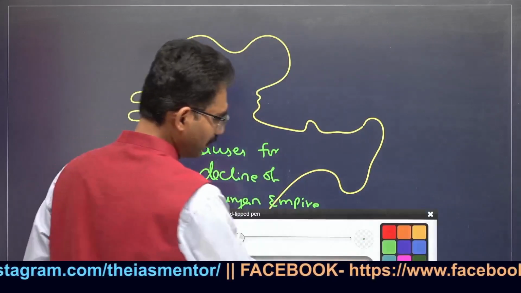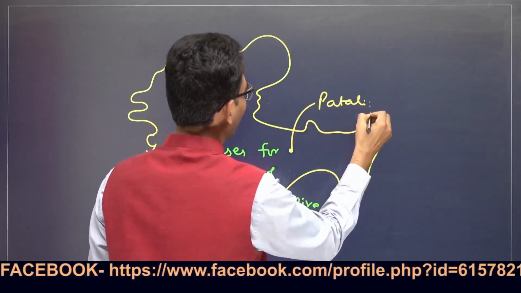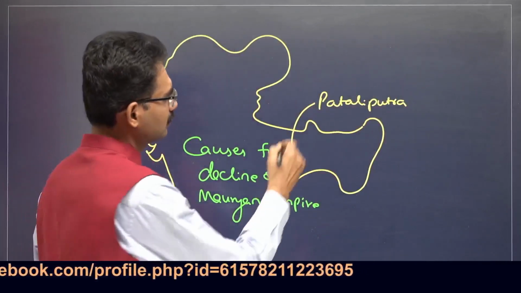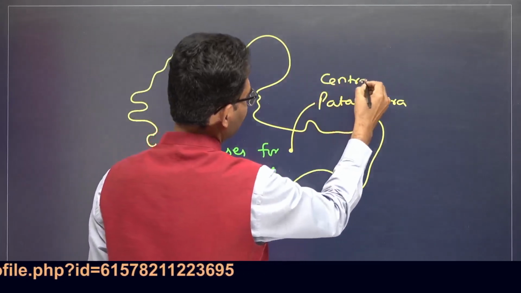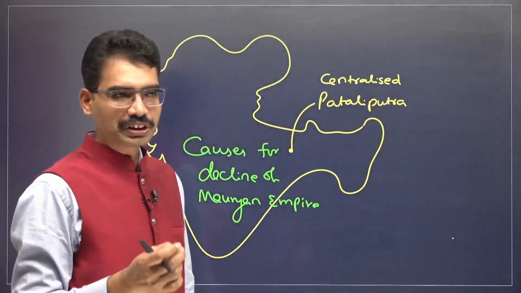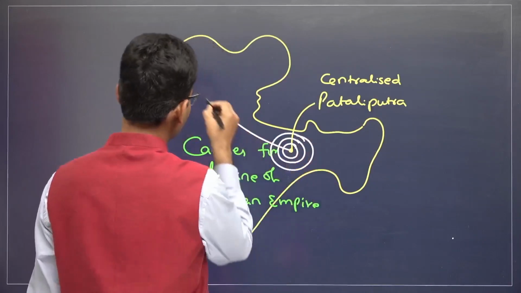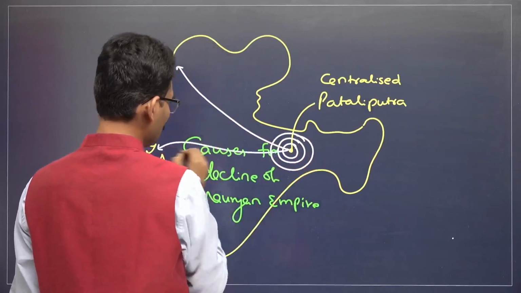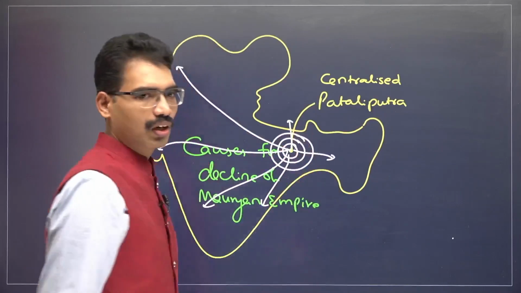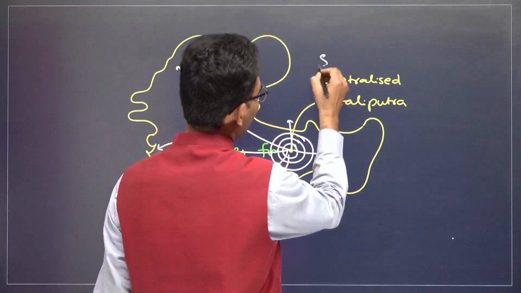What is the capital of the Mauryan Empire? Pataliputra. What is the nature of administration? Centralized administration. Now, if the administration is centralized, what is the nature of bureaucracy? Bureaucracy must be very strong. It was controlling all the directions, all four directions it was ruling. A very strong bureaucracy.